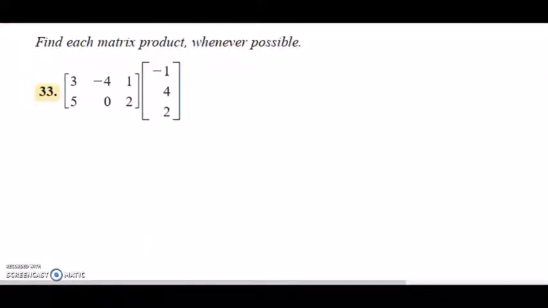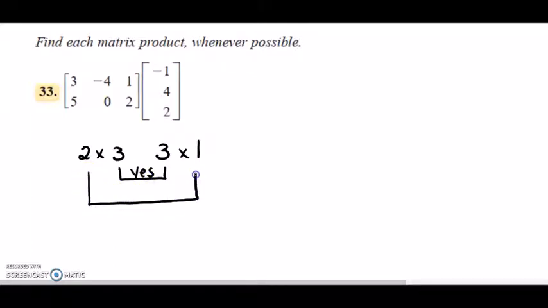In problem 33, we are asked to find the matrix product if possible. So the first thing we want to check is whether or not it's possible. The dimensions on this first matrix are 2 by 3. The dimensions on the second matrix are 3 by 1. That matches, so yes, it's possible. And our resulting matrix, the matrix product, will be a 2 by 1.